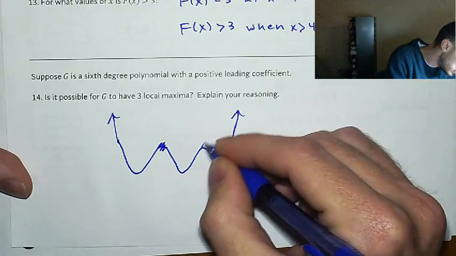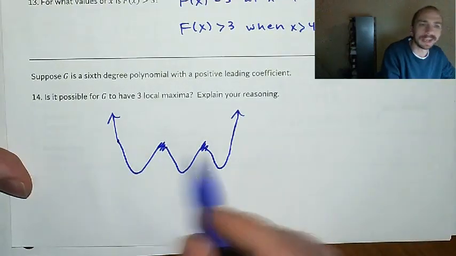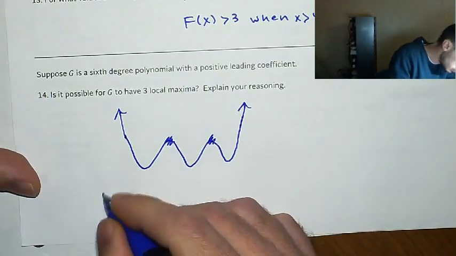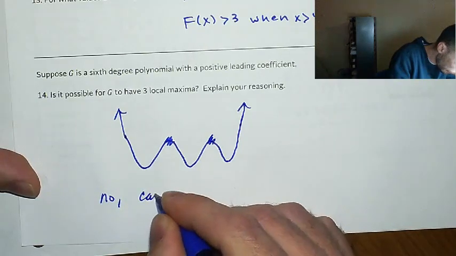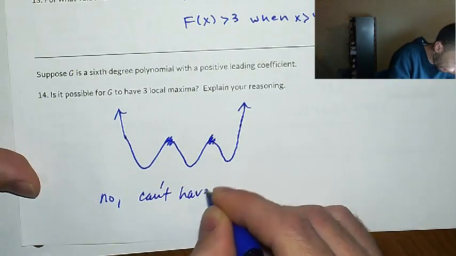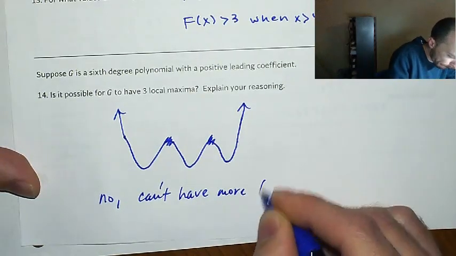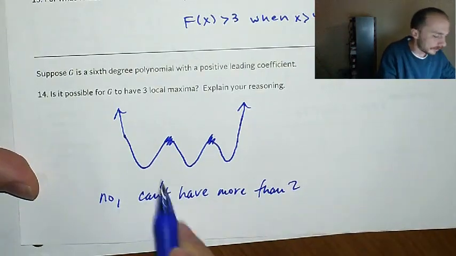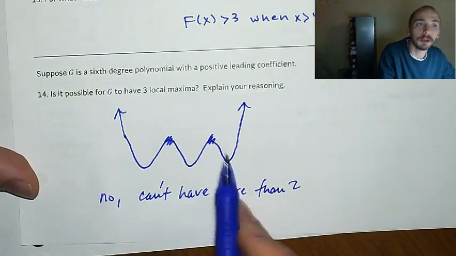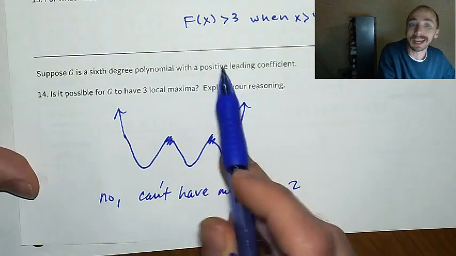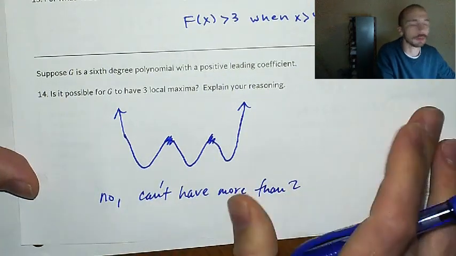And I'm seeing 1 here, 1 there. No, it can't have more than 2. I could see us potentially having 3 relative maxima if this was a negative leading coefficient, but for positive, that's not going to work. We got one more page.